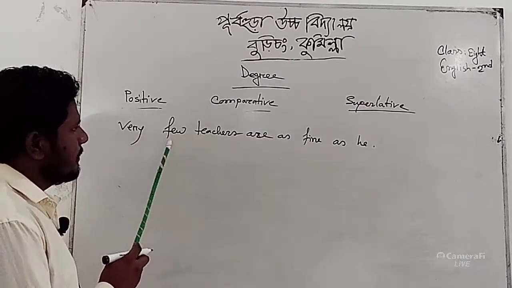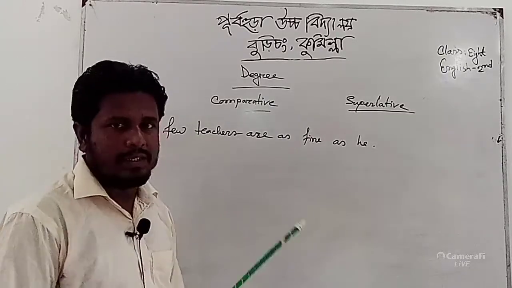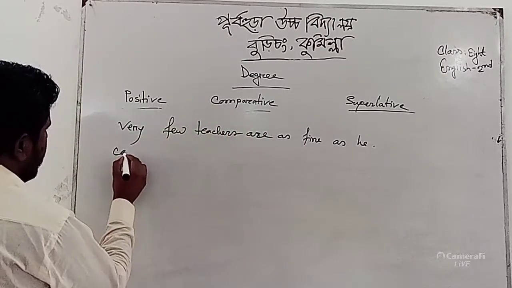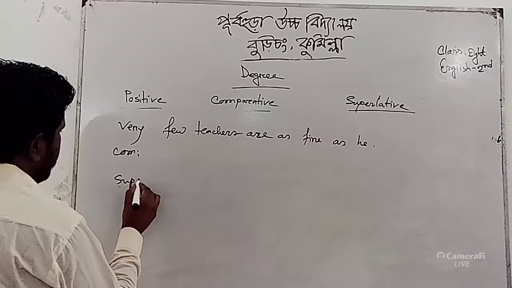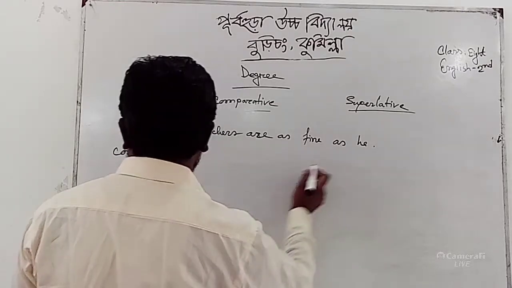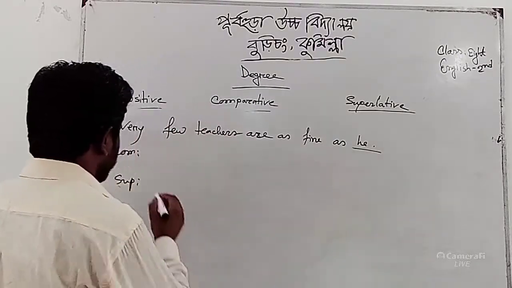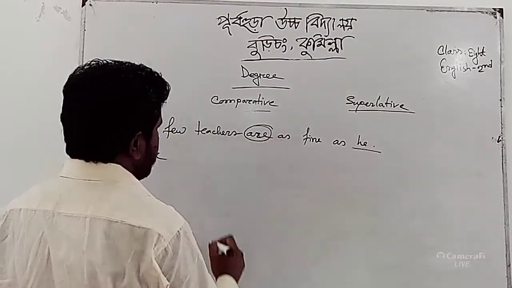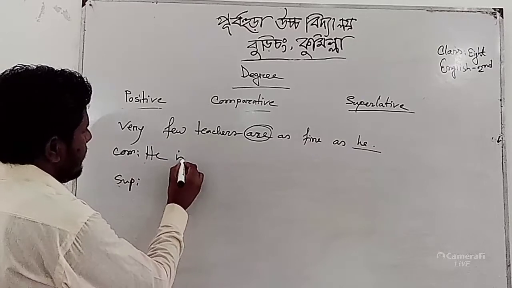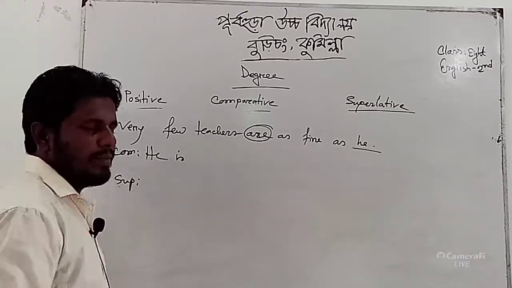If there is very few at the very beginning of the sentence, positive degree, then the subject and verb will be in plural form. And then we can change it to comparative and to superlative as well. Okay, if there is very few teachers are as fine as he, if you want to change it from positive degree to comparative, then the second subject will be the first one. Okay, he, look at the verb in present form. So as the subject is third person singular number, here the verb will be is. We cannot bring are here because the subject is singular, then the verb will be singular.